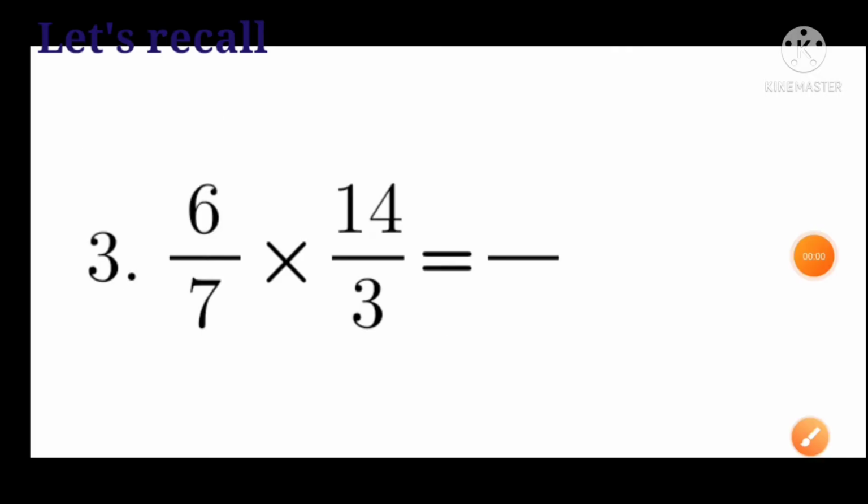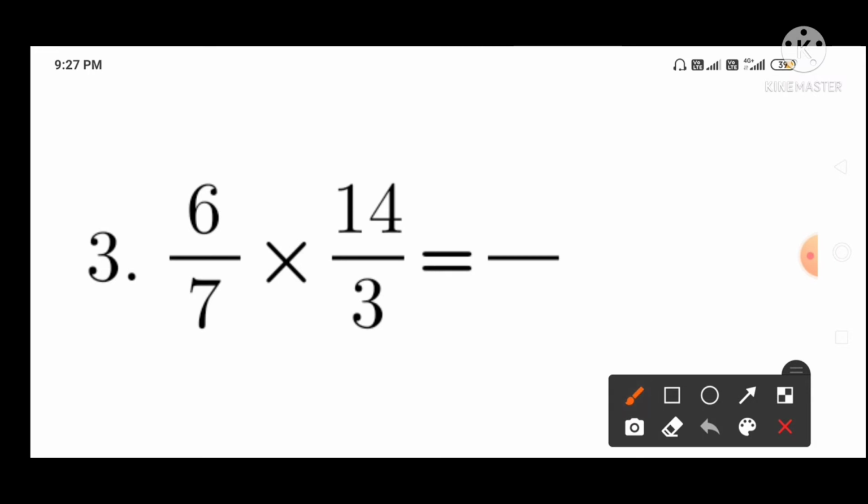Here we are asked to multiply two fractions. In multiplication, you multiply numerator with numerator and denominator with denominator. But before that, first simplify the fractions. For it, divide any numerator and any denominator by their highest common factor. Here, the highest common factor of 7 and 14 is 7. Therefore, I divide 7 and 14 by 7, that is 7 ones are 7 and 7 twos are 14.